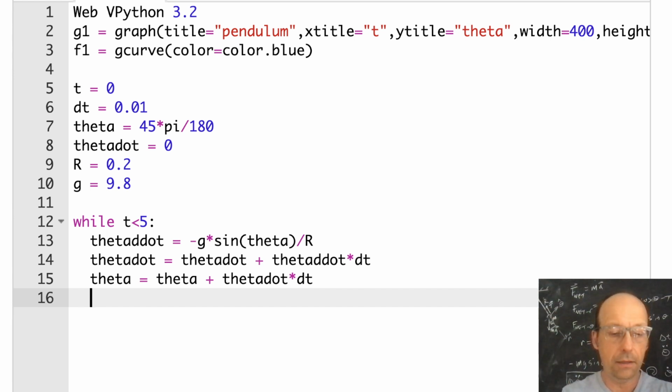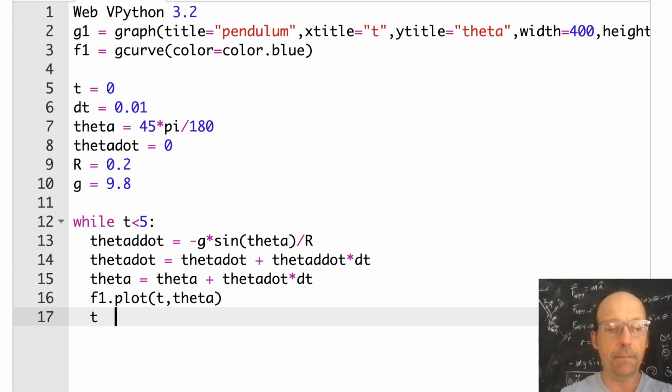Now I'm going to plot it. F1 dot plot t, theta. And now I'm going to update my time. T equals t plus dt, because I've got to move to the next step. Let's run it.